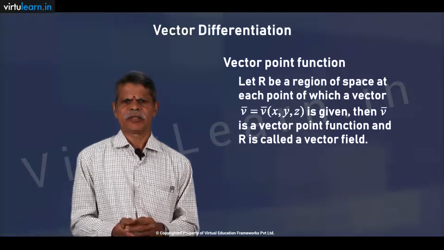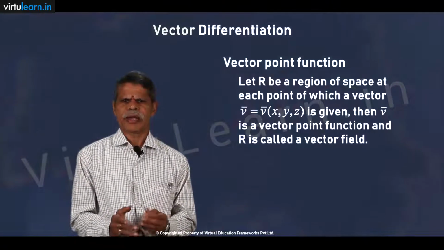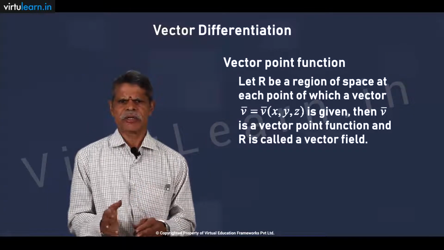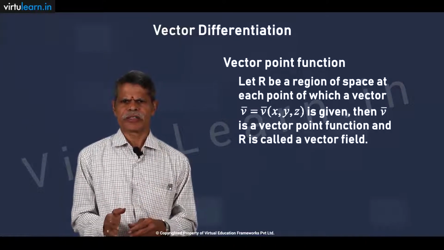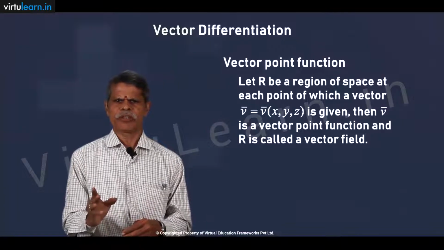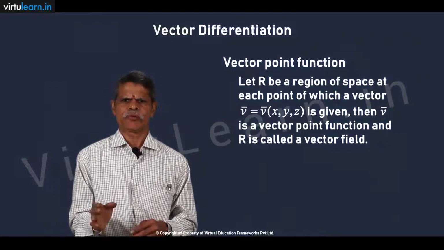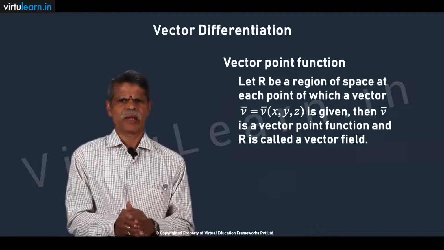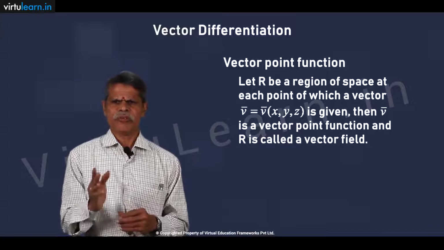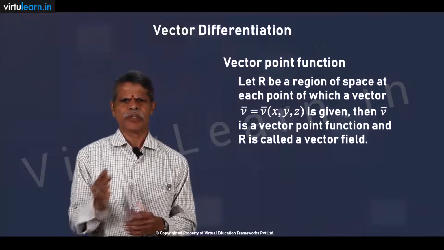Then, when it is written in component form, f bar is equal to f bar, a function of x y z, and you can write f bar is equal to f1, a function of x y z, into i bar, plus f2, a function of x y z, into j bar, plus f3, a function of x y z, into k bar. Of course, in 3 dimensions we write it like this. If it is in 2 dimensions, then you can write f bar is equal to f1, a function of x y, into i bar, plus f2, a function of x y, into j bar.